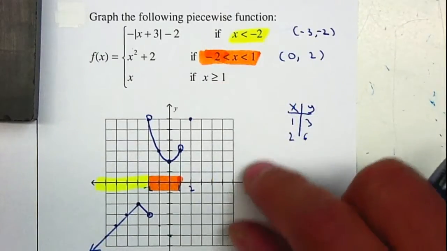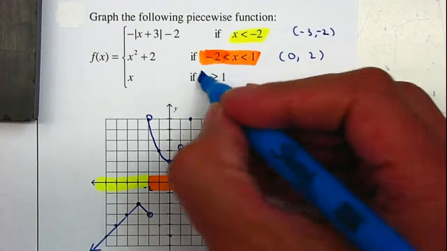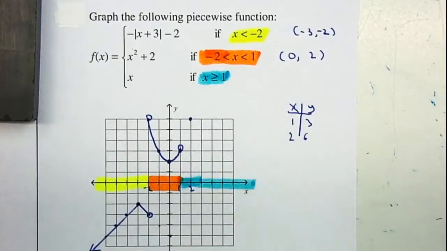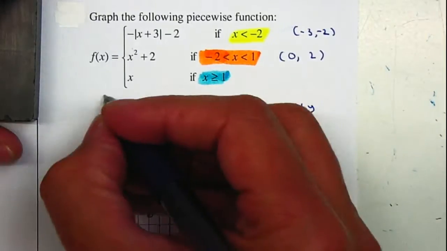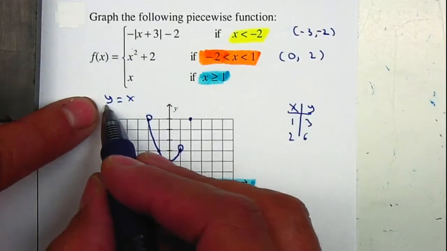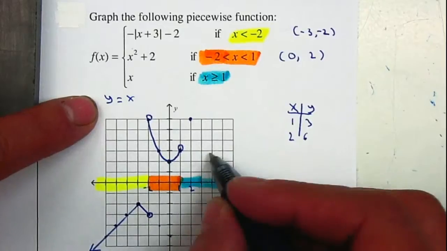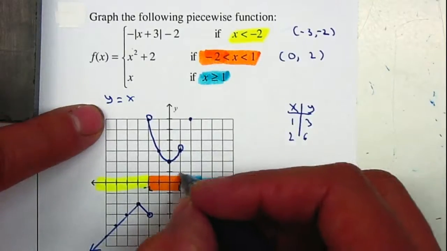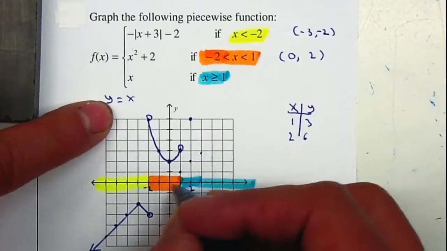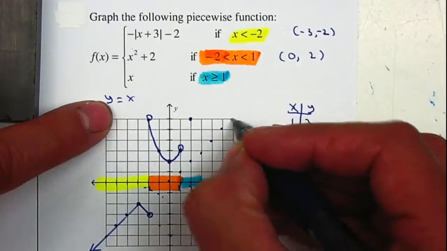For the third component, it only applies when x is greater than or equal to 1. So you'll apply everything to the right. You have y is equal to x. Remember, f of x is equal to just your y. It stands for the y. y is equal to x. What type of line is that? That's a diagonal. That means that if you plug in a 1, you get 1. If you plug in a 2, it gives you a 2. Plug in a 3, gives you a 3. Plug in a 0, gives you a 0, and so on.